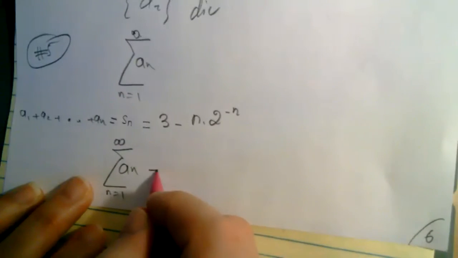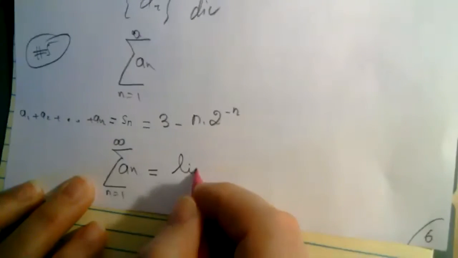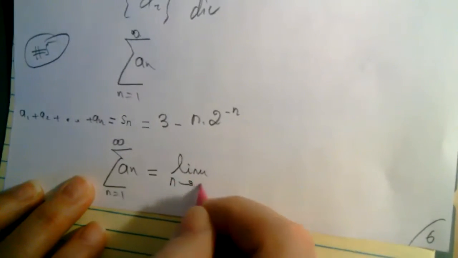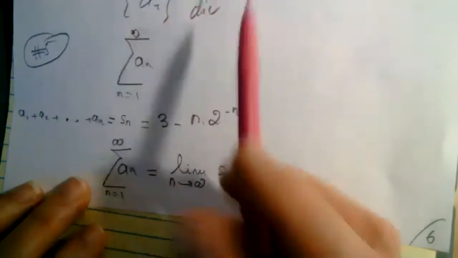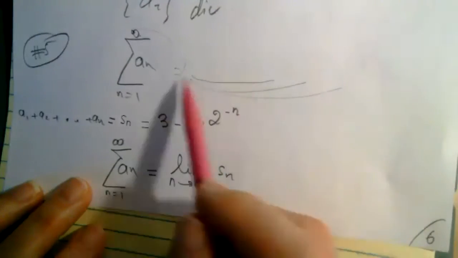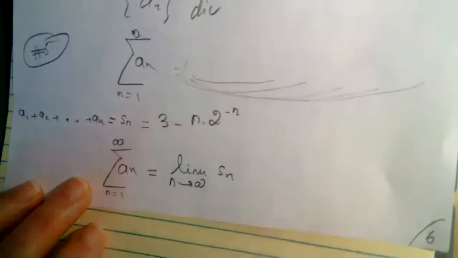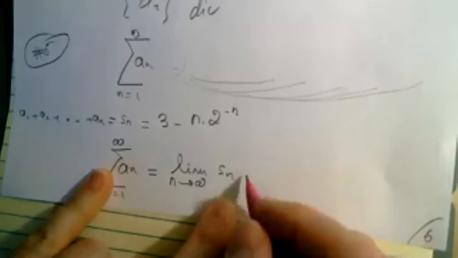It's nothing more than the limit as n tends to infinity of the partial sums themselves. So if you know the partial sums, you know the whole sum, because the sum of the series is: you look at the partial sums, you start adding them, and you ask yourself what happens when n becomes very large. So sigma an is nothing more than the limit of the partial sums. So now I have a formula for those.